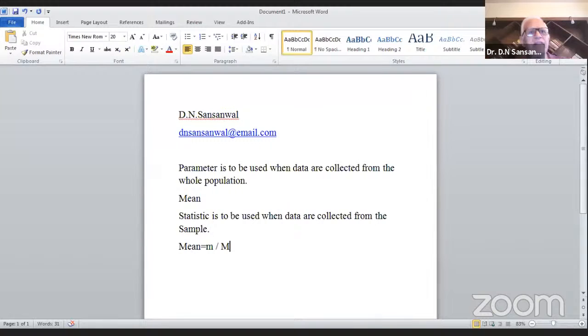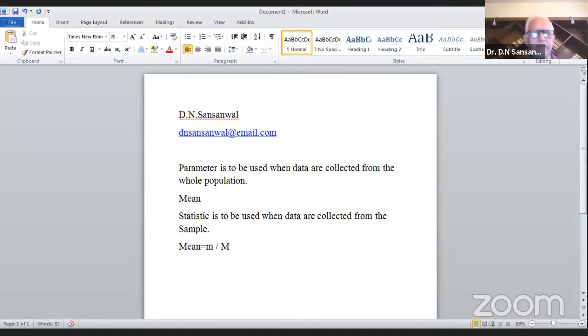And in research, we always collect data from the members of the sample, not from the entire population, because it is not possible to collect the data from all members of the population. So whatever I will now use will be the statistics. Okay, this is one important thing which I thought I should tell you.